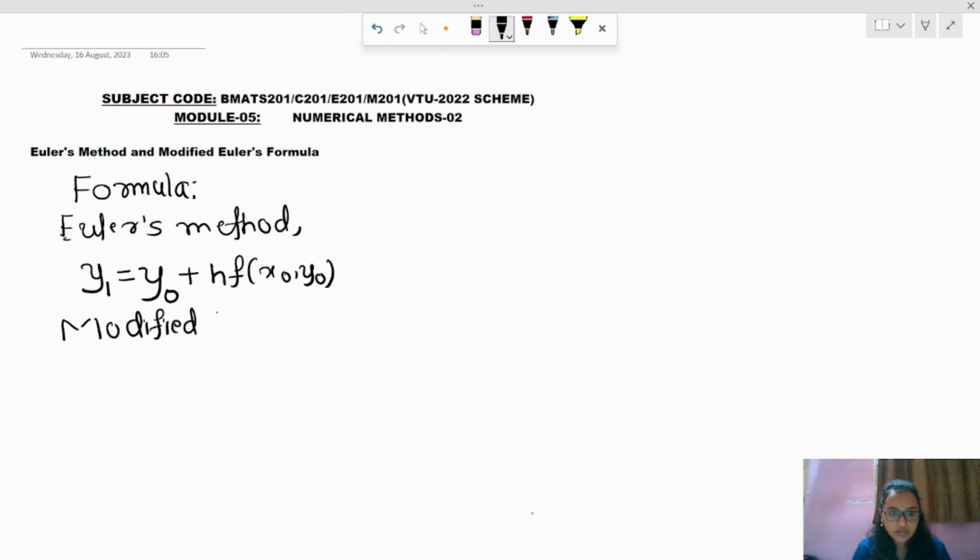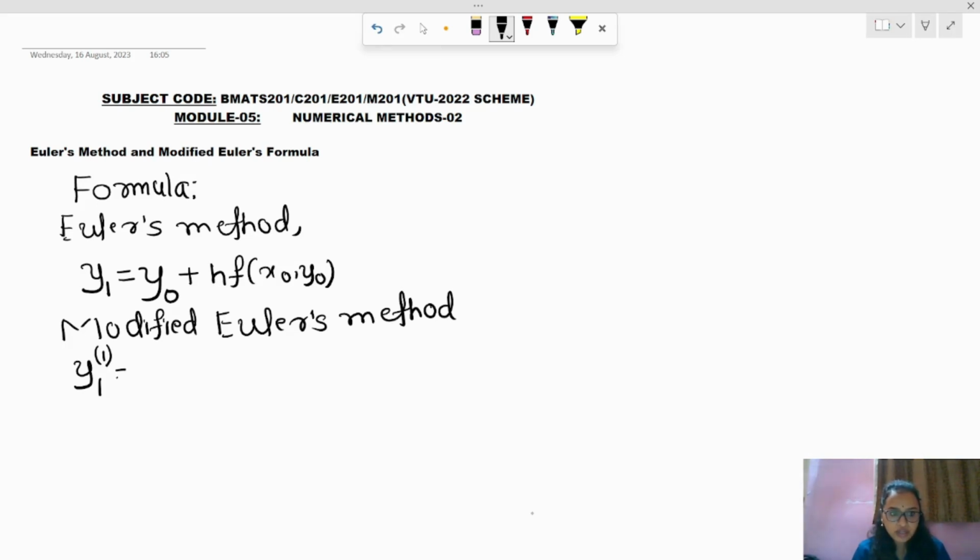Modified Euler's method. Here in this modified Euler's method, actually we go with minimum 2 or 3 approximations. And while applying modified Euler's method, we require the value that we got in the Euler's method. So now let me define the first approximation in the modified Euler's method, that is y1, in brackets. This is our first approximation.